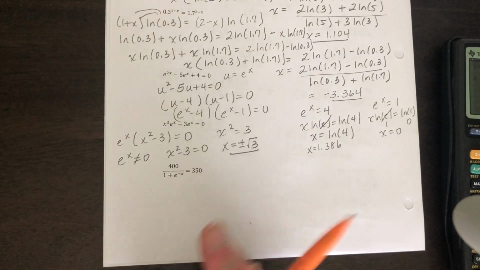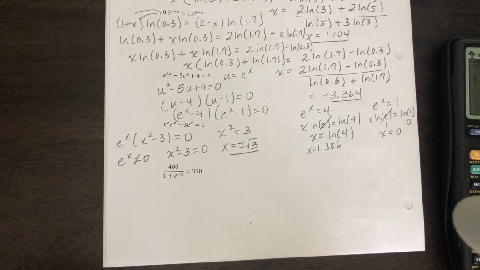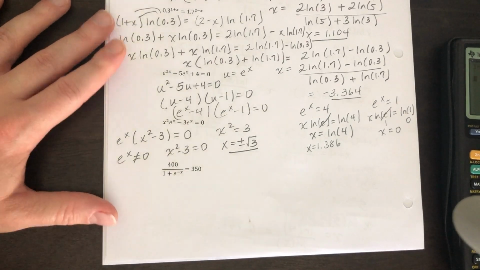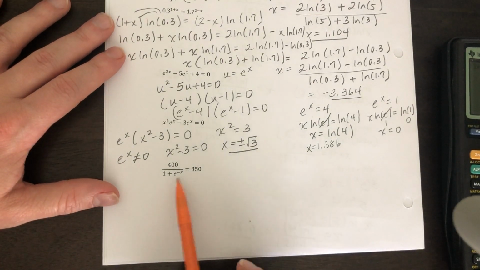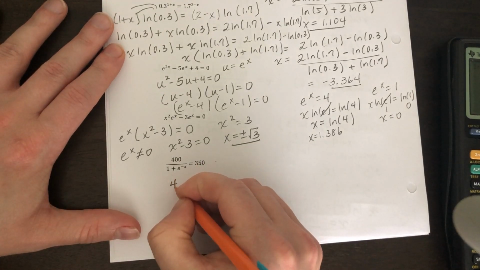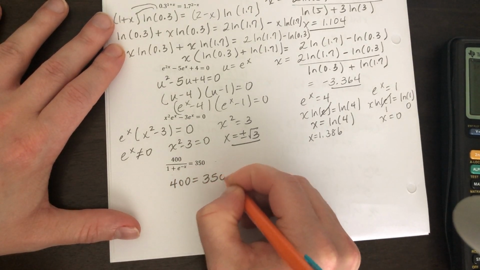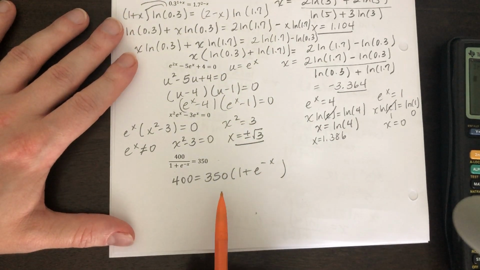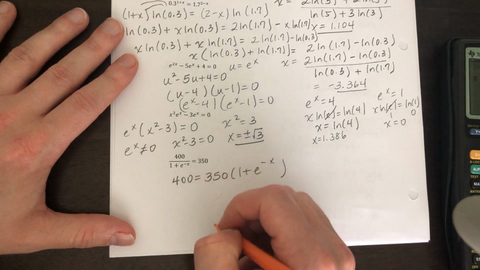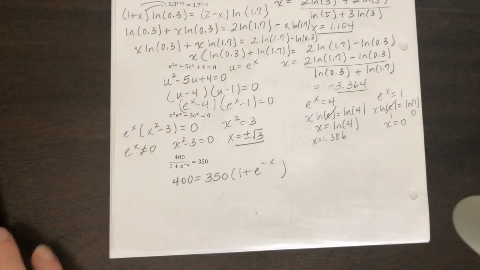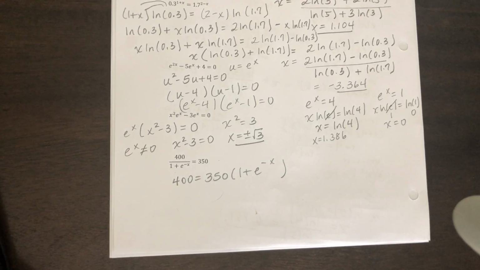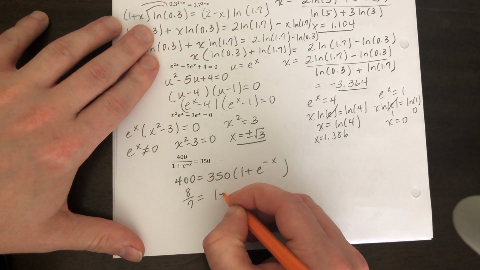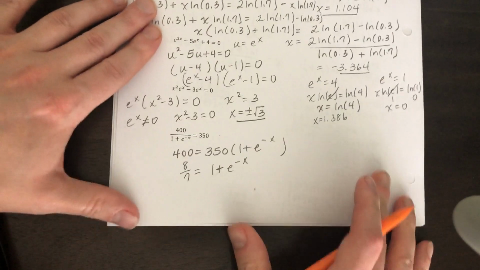Okay, this one right here is a little bit tricky because you got an exponential and a fraction, that sort of thing. So in order to make this look like something we've already done, we're going to multiply that to the other side. So we get 400 is equal to 350 times 1 plus e to the negative x. Now, what I'm going to do is I'm going to divide this over to the other side. 400 divided by 350, let's convert that to a fraction, is 8 over 7. Okay, so we get that.